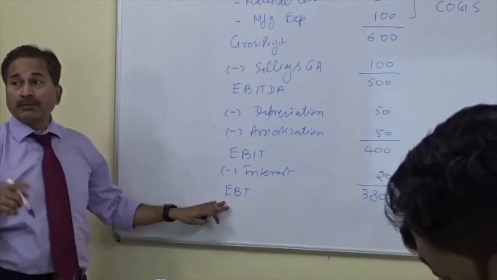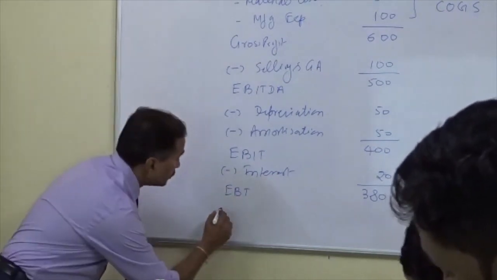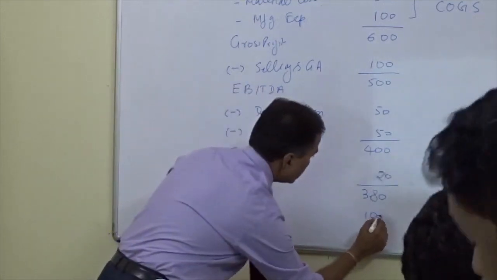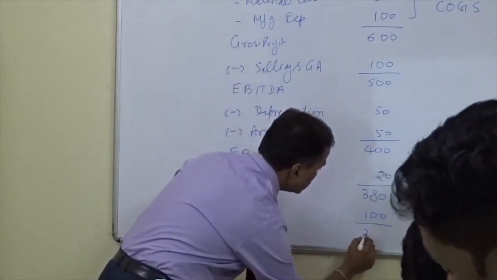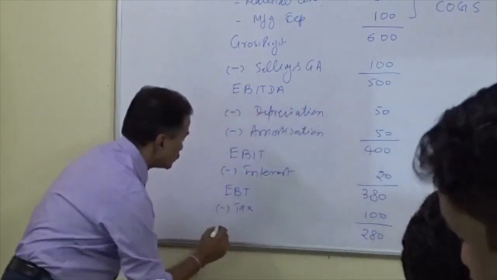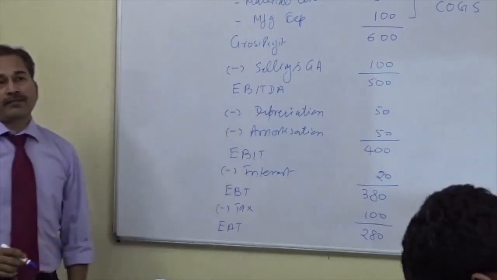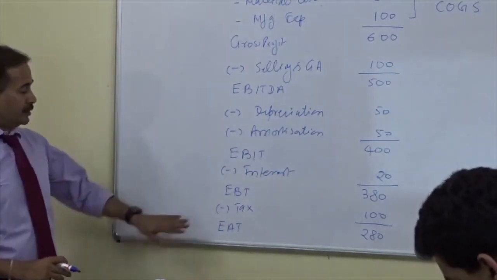EBT का मतलब क्या है? Earning before tax. So what you do now? You minus tax from here. Let's say that is 100. And what you get at the bottom is 280, and this is known as EAT, earning after tax. Eat. Which you get to eat.